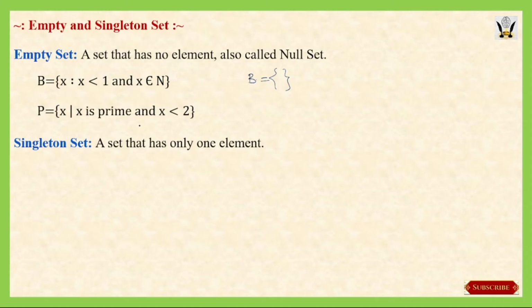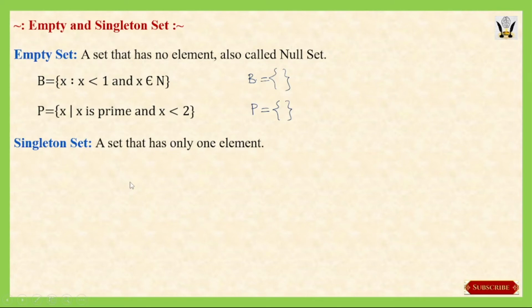Now if we take another example, we have a set P. X is an element of P such that X is prime and at the same time X is less than 2. We know that prime numbers start with 2. There is no prime number which is less than 2. That's why within set P we will not have any element. So P will be an example of an empty set or null set, and this will also be represented by only curly braces.